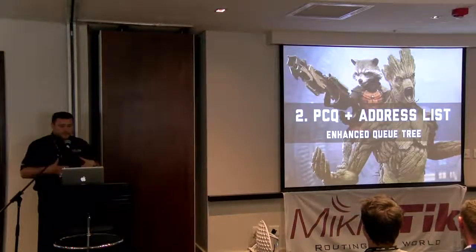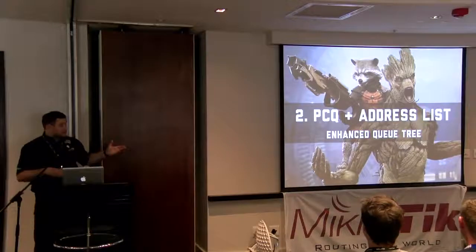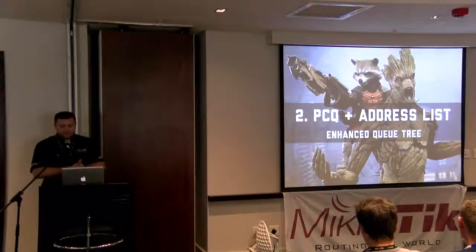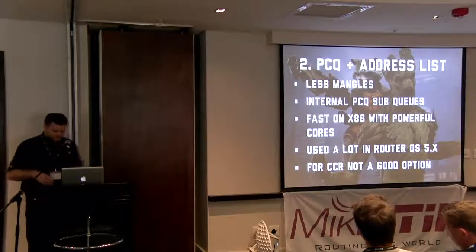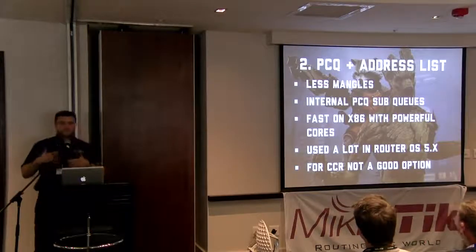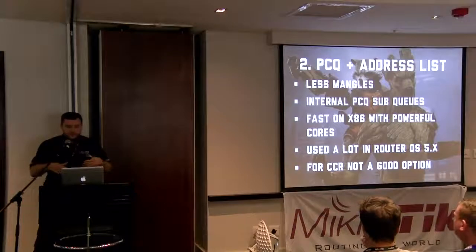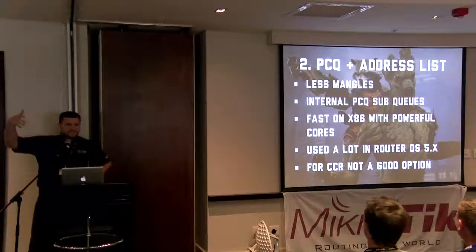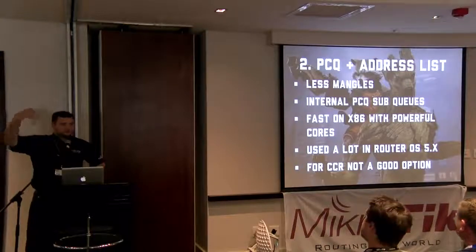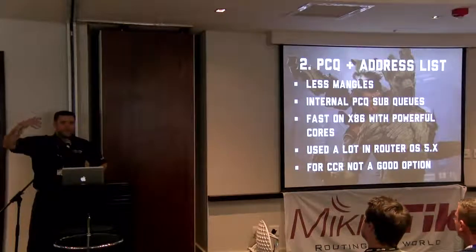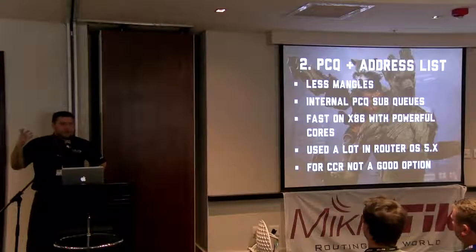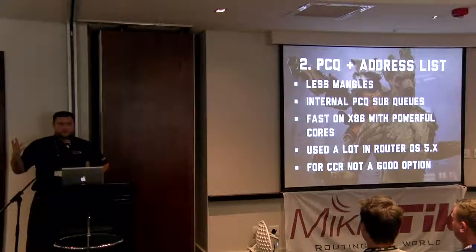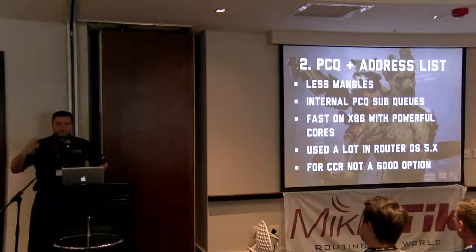Yeah, this is again enhanced Q3. So you see it's a tree, but with some other options. It's a PCQ with address list. The difference is that we need fewer mangles to mark the packets. We use internal PCQ subqueues, so it means that instead of creating 650 queues and mangles and queues, we can just create 10 mangle rules and, for example, 10 queues. So it will be just 20 rules, and that will manage the whole speed limitation.